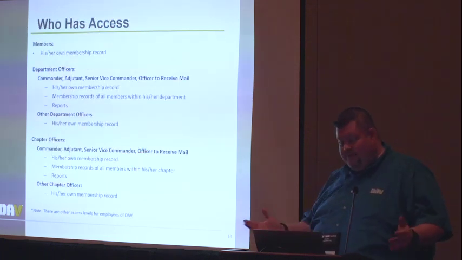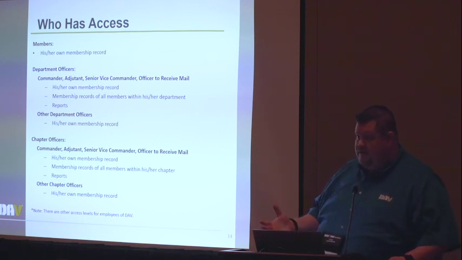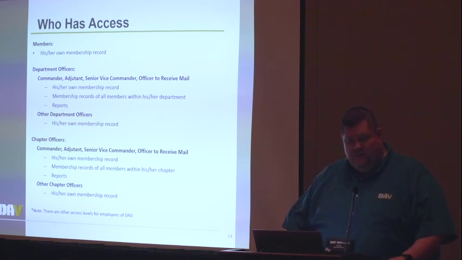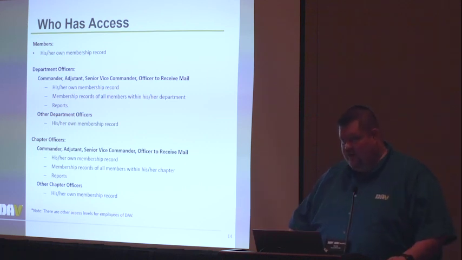So who has access to what, essentially? Obviously, members have access to their own records. If you are a department officer, either the commander, the senior vice commander, or the officer authorized to receive mail, you have access to your own records, plus the records of all the individuals within your domain. So if you're at the department level, the department records, including the chapters, and if you're at a chapter, all of the chapter members. So if you're a department or chapter officer that's not one of those four individuals, then you just have basic access to your own record, okay?